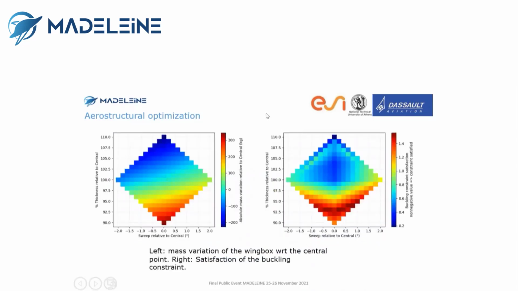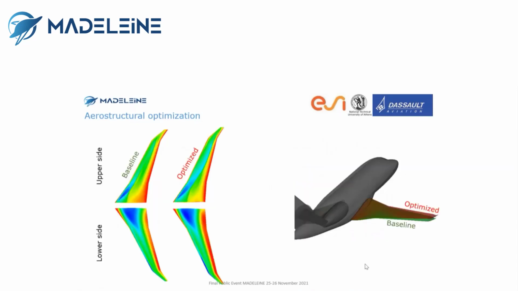On the ESI side, they also plotted a map in order to know the variation of the structural mass regarding the sweep parameter and the thickness parameter. It's classical: if you increase thickness, you decrease mass. It was not classical for sweep, in fact.